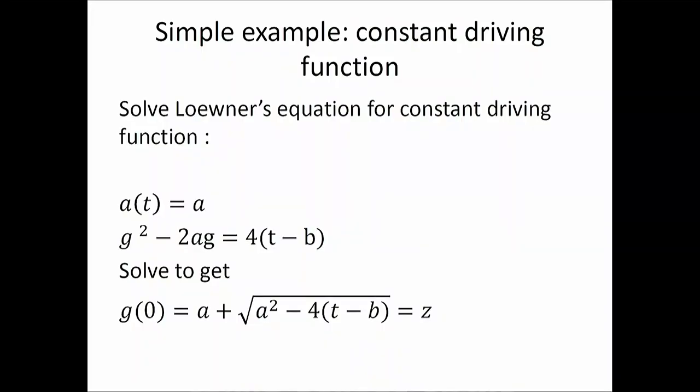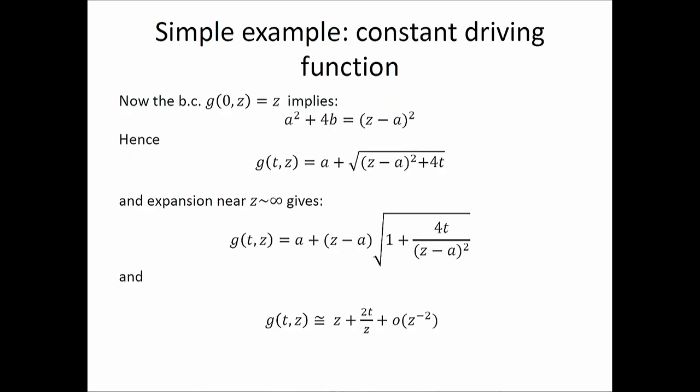However, I know that if I set t equal to 0, I should get z, and b determines the value of t at 0, so I have made a shift in time. So this is easily solved to get this formula. So the final answer is this guy. Gt of z is a very simple function of t and z. And of course, it's simple because the driving function was taken a constant.